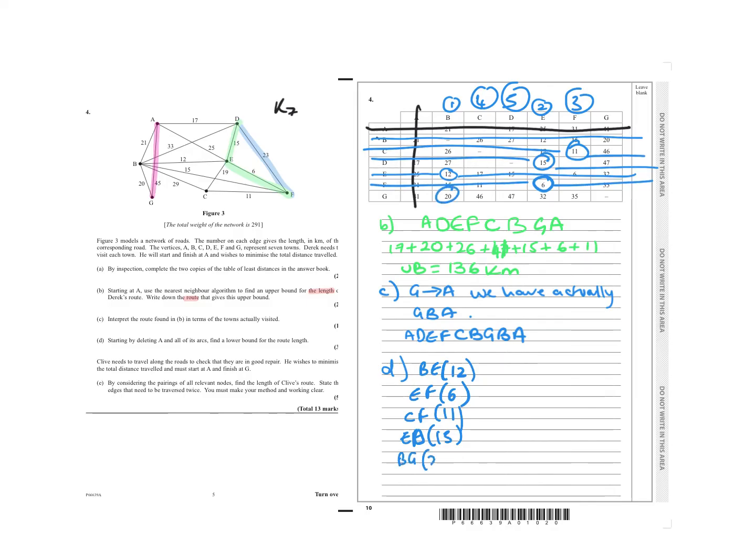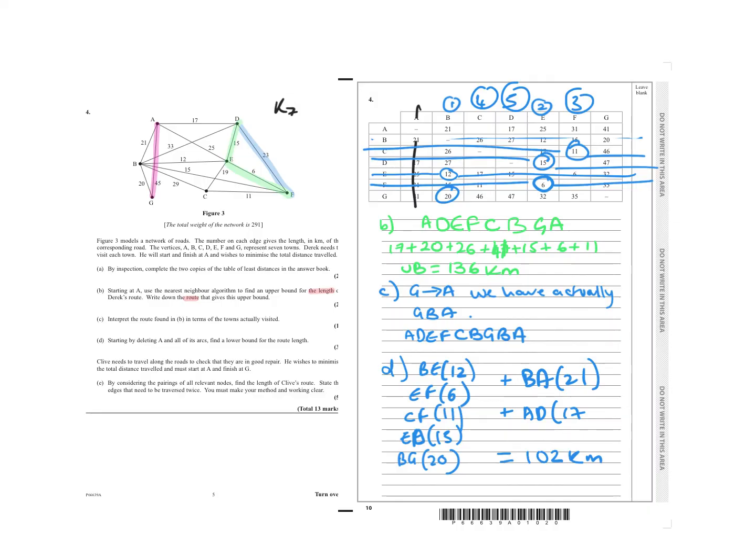BG 20. Now we don't just stop there when we delete, because once we've deleted, we can add all that up, and now we need to add the 2 smallest arcs from A. So if I do this from A again, we're actually going to get BA, which is 21, and AD, which is 17. Once I add them up, I'm going to get a lower bound of 102. Okay, and that is in kilometres. Brilliant.